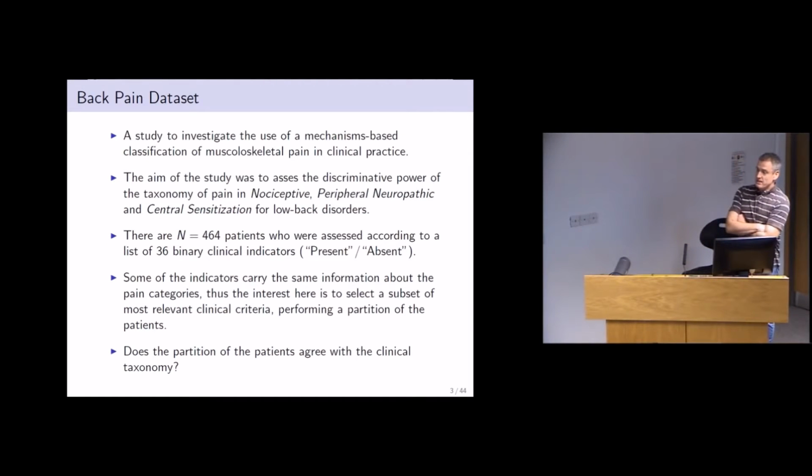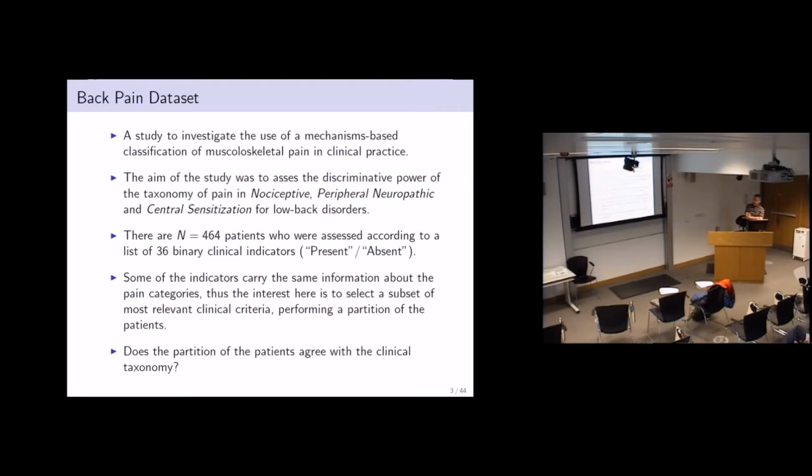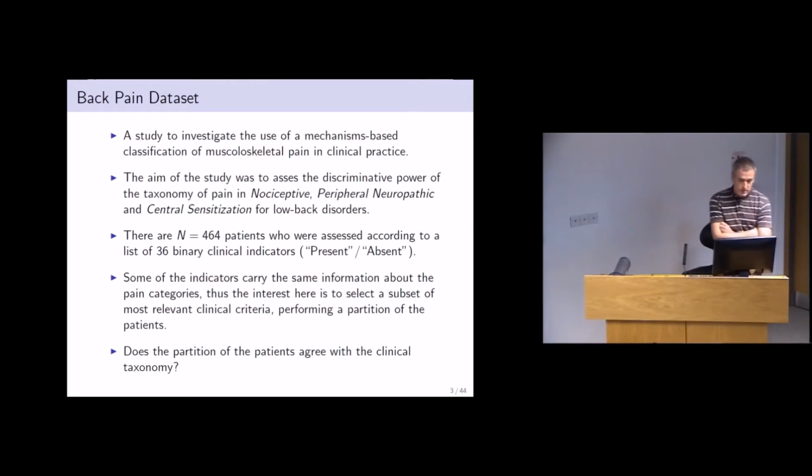Another data set came when a researcher from St. Vincent's Hospital in Dublin landed into my office one day with a problem. He had a number of patients in St. Vincent's Hospital suffering from back pain. They had 36 different presence-absence symptoms for these patients, and there were 464 patients in total. Within physiotherapy, there's a sense that there are 3 different subgroups within back pain: nociceptive, peripheral neuropathic, and central sensitization, which is also sometimes called central neuropathic.